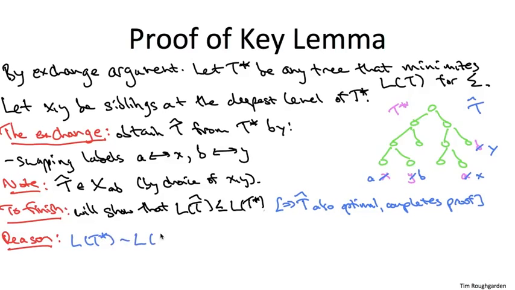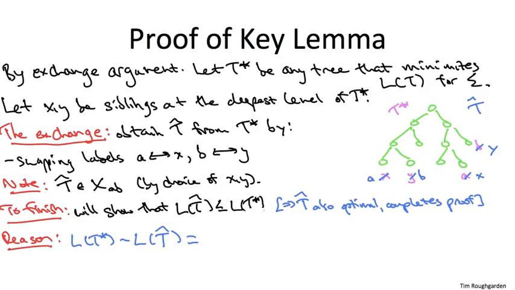So let's look at the difference between the average encoding length given by the tree T star and that after the swap given by the tree T hat. So analogously to our computation on the previous slide, most of the stuff cancels because the trees T star and T hat, frankly, just aren't all that different. The only things that are different are the positions of the symbols A, B, X, and Y.